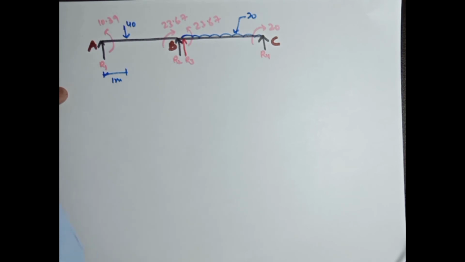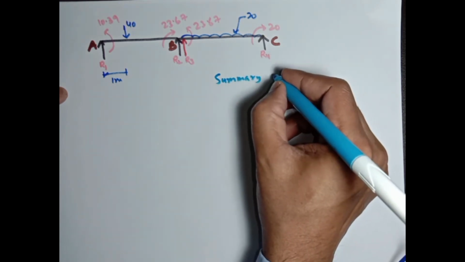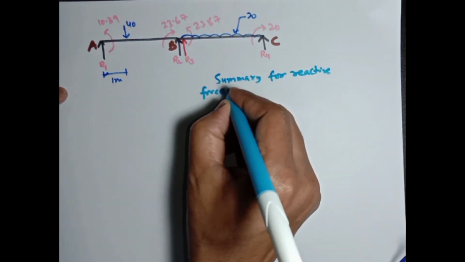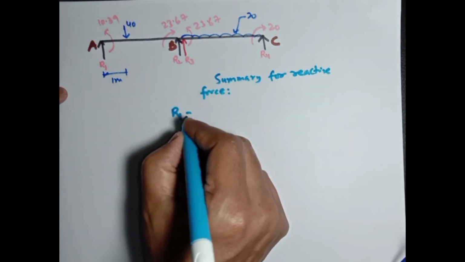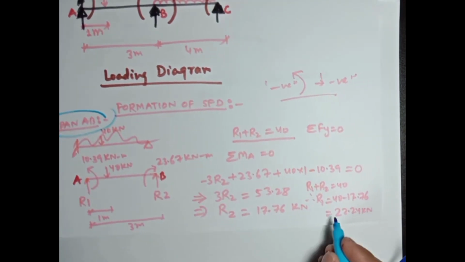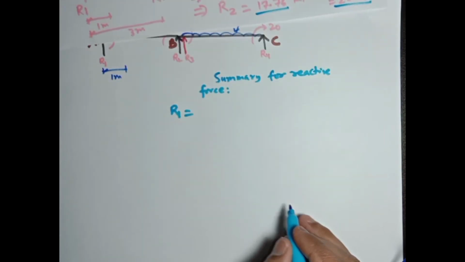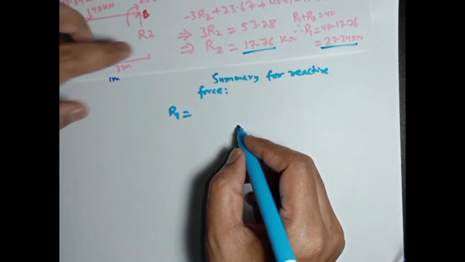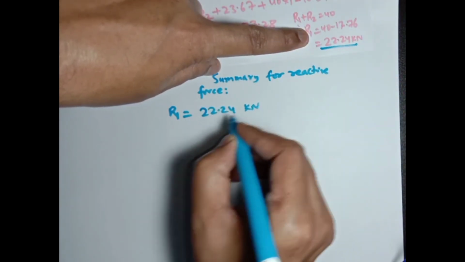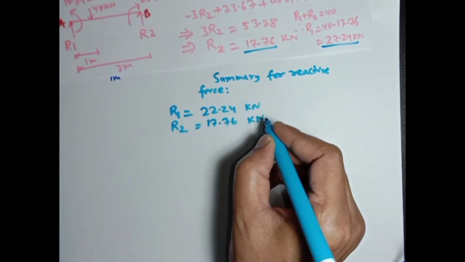So, summary for reactions, or you can say reactive force, so that we can develop a shear force diagram. R1 value, here we have calculated for the span AB, R1 is 22.24 kilonewton and R2 value is 17.76 kilonewton.